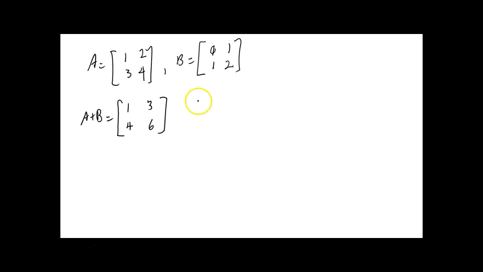Then it says to do B plus A. I think you know exactly how that's going to pan out, because addition is commutative, the elements are commutative. 0 plus 1 is 1, 1 plus 2 is 3, 1 plus 3 is 4, and 2 plus 4 is 6. So they are exactly the same. So matrix addition does appear to be commutative.